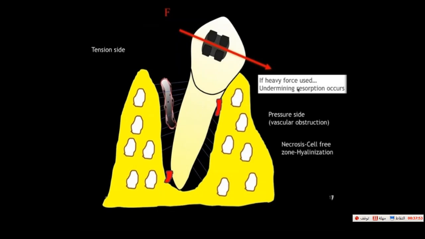And there is a wrong belief that heavy force in orthodontic treatment means reduced treatment time. This is a wrong belief, because heavy force in orthodontic treatment causes undermining resorption, removing the bone under the damaged periodontal ligament, and delays the tooth movement, not reducing the time of the treatment.